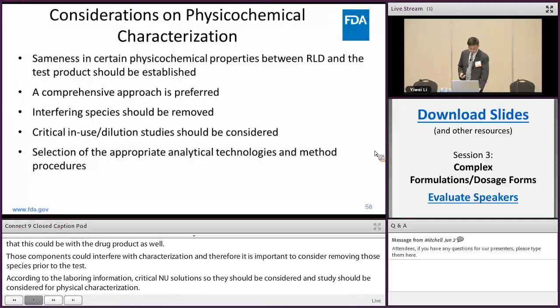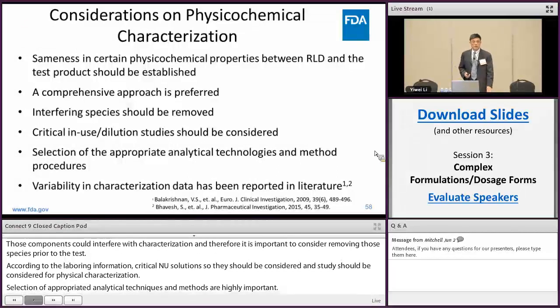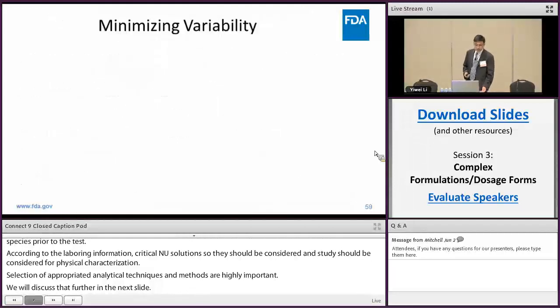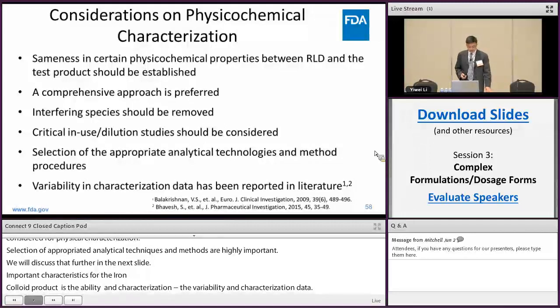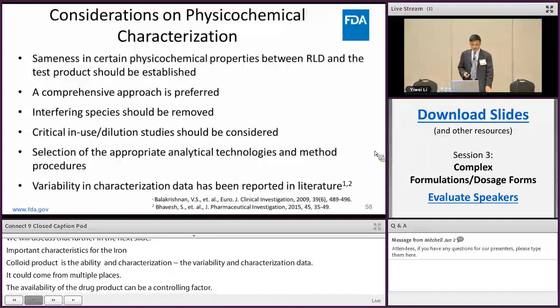The important characteristic for the iron colloid drug product physicochemical properties is the variability in characterization data. The variability may come from multiple places. The inherent variability of the drug product, for example, can be a contributing factor. In addition, variabilities can be caused by analytical techniques, by sample preparation, experimental conditions, or by using different analytical techniques for the same parameter. All this adds to the challenge one faces in the characterization efforts.